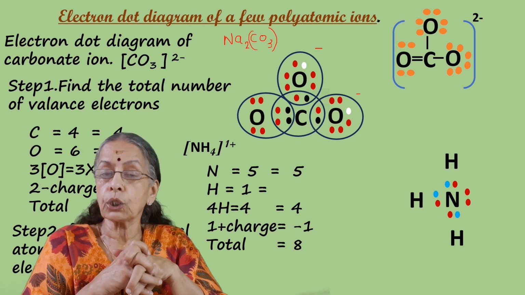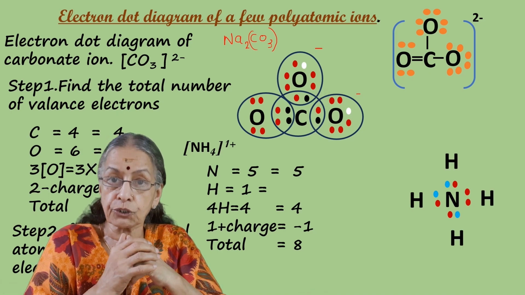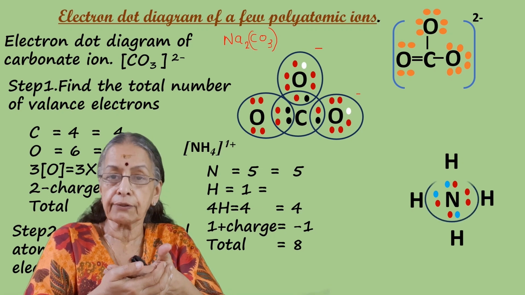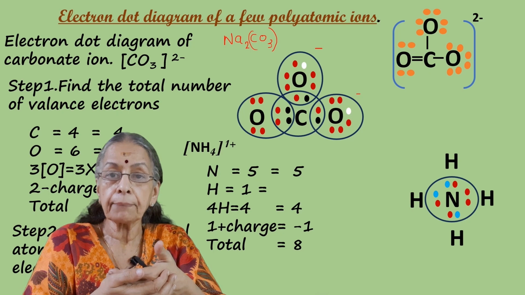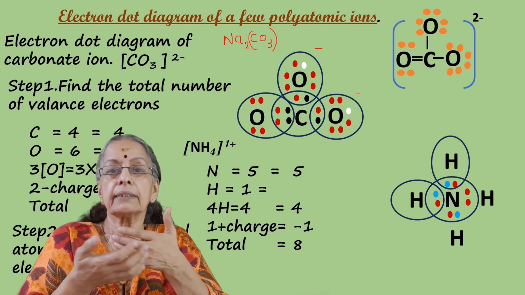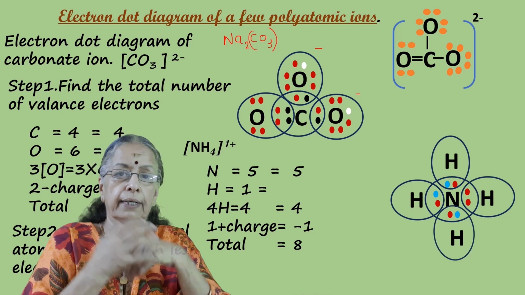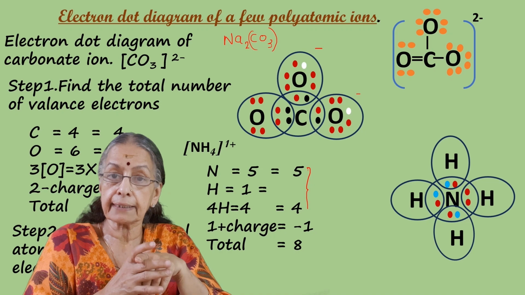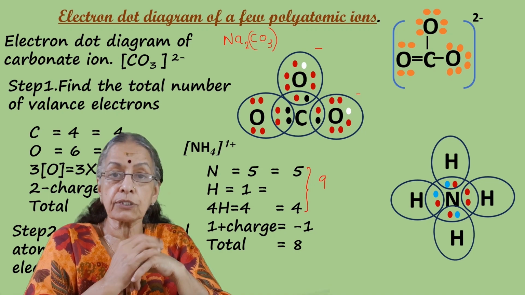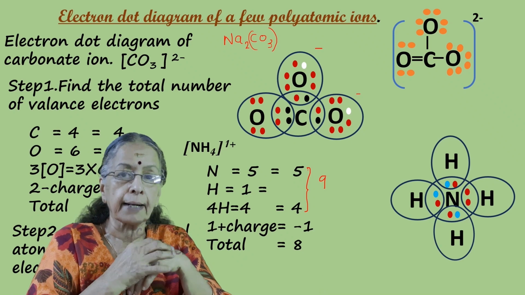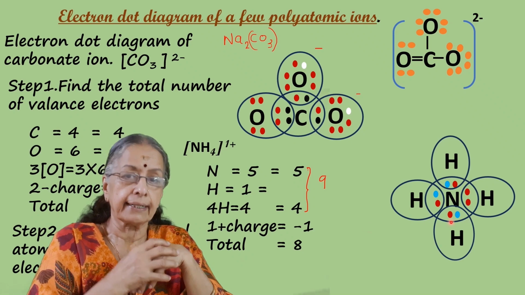Now we will show the overlapping. This is the valence shell of nitrogen, and the valence shells of the hydrogen atoms overlap with this nitrogen atom: first one, second one, third one and fourth one. So actually when we consider the nitrogen atom and the 4 hydrogen atoms, there should be in all 9 electrons. But here when we check, we find only 8 electrons.